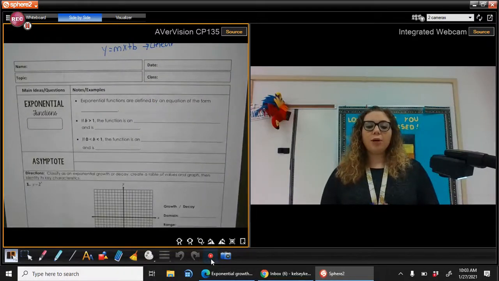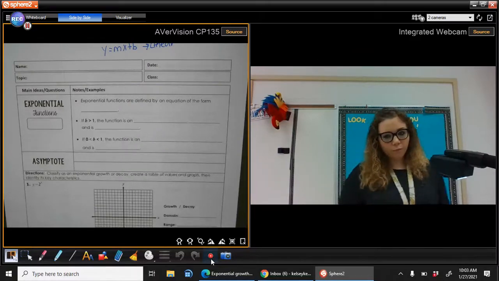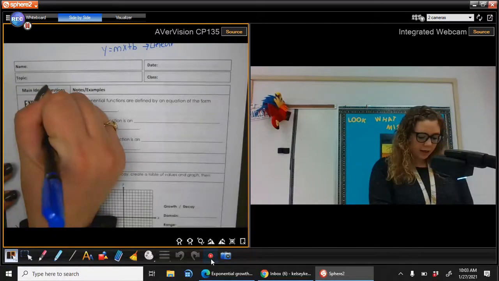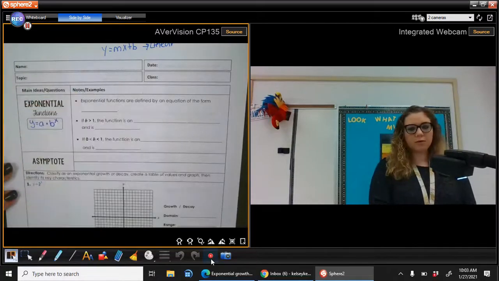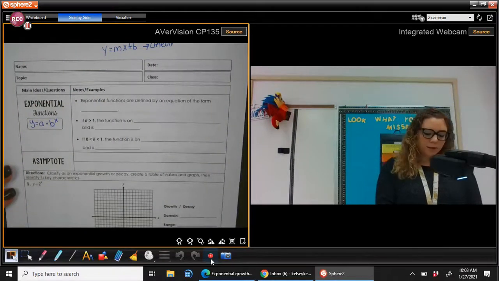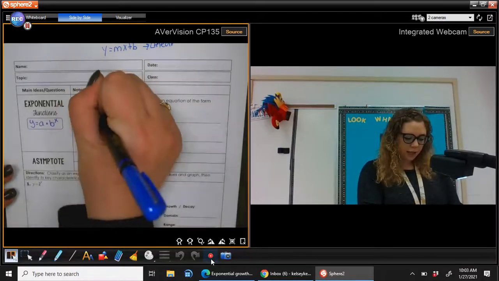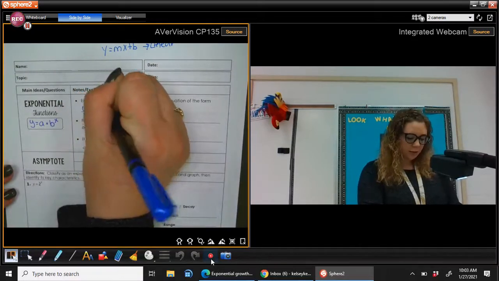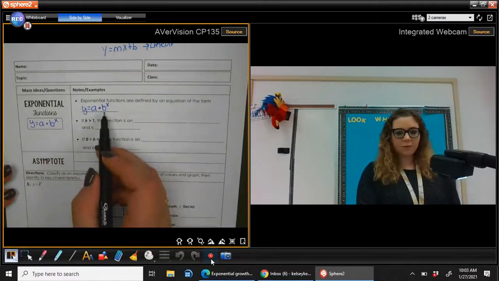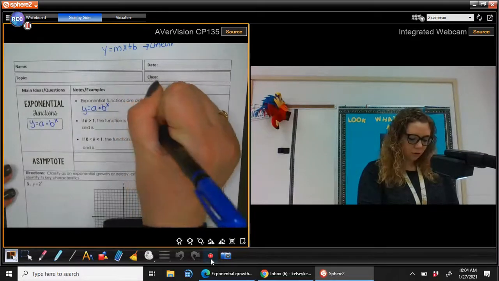Okay, so we're going to be talking about exponential functions, and the formula for that is going to be y equals a times b to the x. So exponential functions are defined by an equation of the form y equals a times b to the x. If b is greater than 1, so this number, the function is an exponential growth.